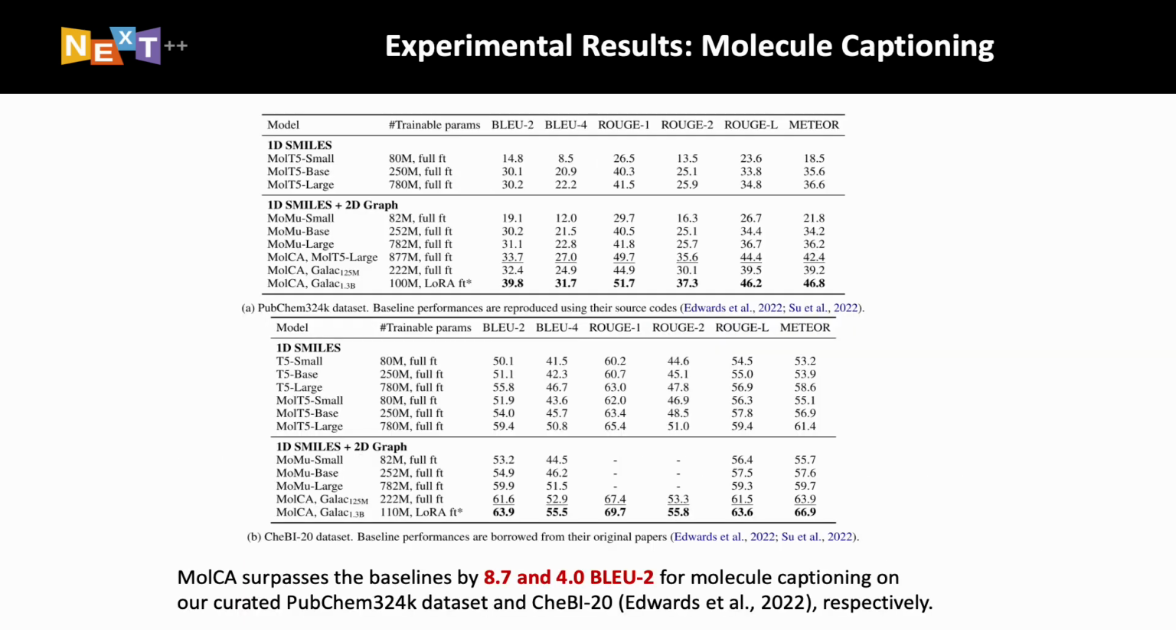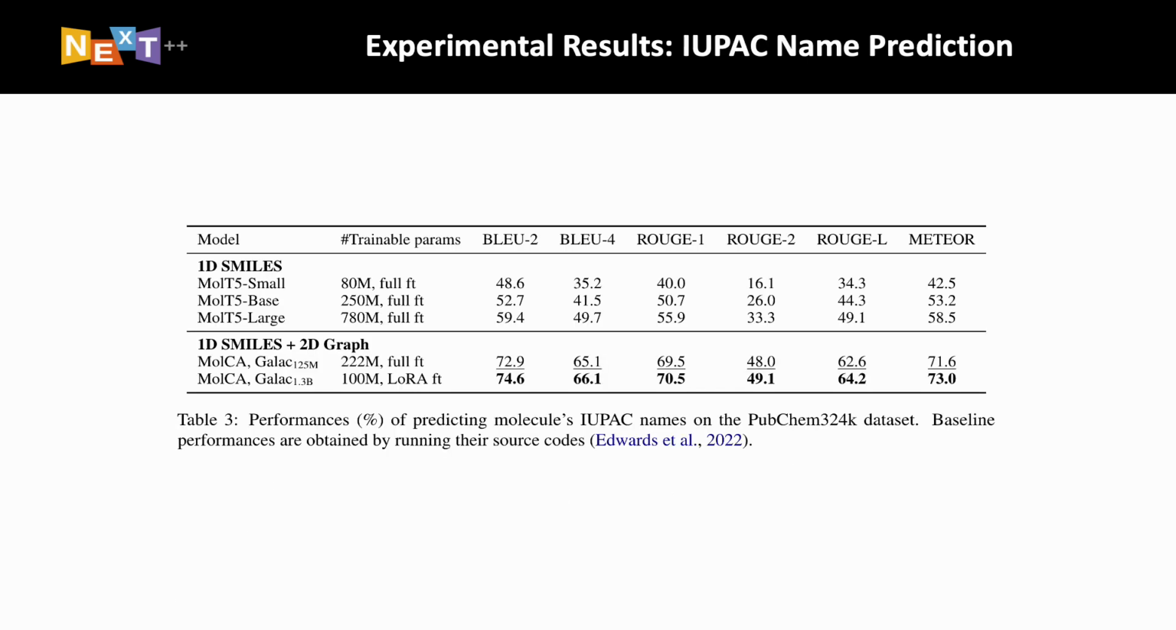We now look at the experiments. MolCA has achieved SOTA performance in molecule captioning. It surpasses the baselines by 8.7 BLEU scores on the PubChem324K dataset, and surpasses the baselines by 4.0 BLEU score on the CheBI-20 dataset. MolCA also outperforms the baselines for predicting the IUPAC names, showing a significant margin of improvement.